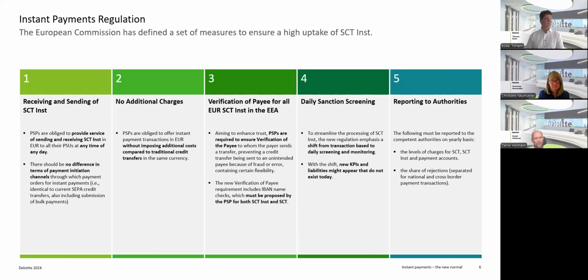And next to the IT part, also business processes need to be adjusted, which means that accounting processes need to be adjusted, reconciliation processes need to be adjusted, liquidity management processes need to be adjusted, and also customer support needs to be adjusted so that they meet consumer expectations. So it's very relevant that if there is a problem with the SEPA instant credit transfer, there is someone available who is able to help also 24/7, 365 days a year.